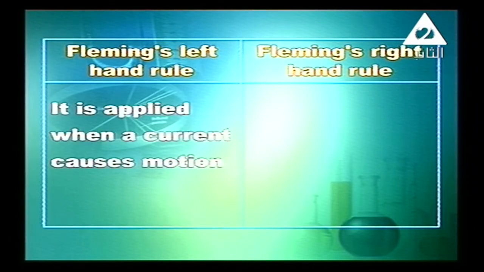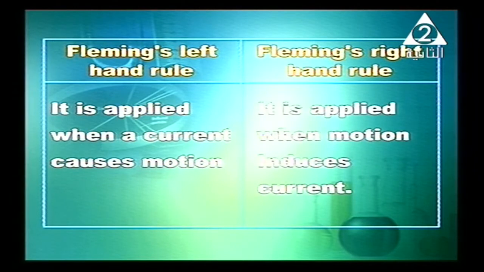And now let's compare between Fleming's left-hand rule and Fleming's right-hand rule. First of all, Fleming's left is applied when a current causes motion. We'll apply Fleming's left when a current causes motion. And we apply Fleming's right when motion induces current. This is very important. Okay?